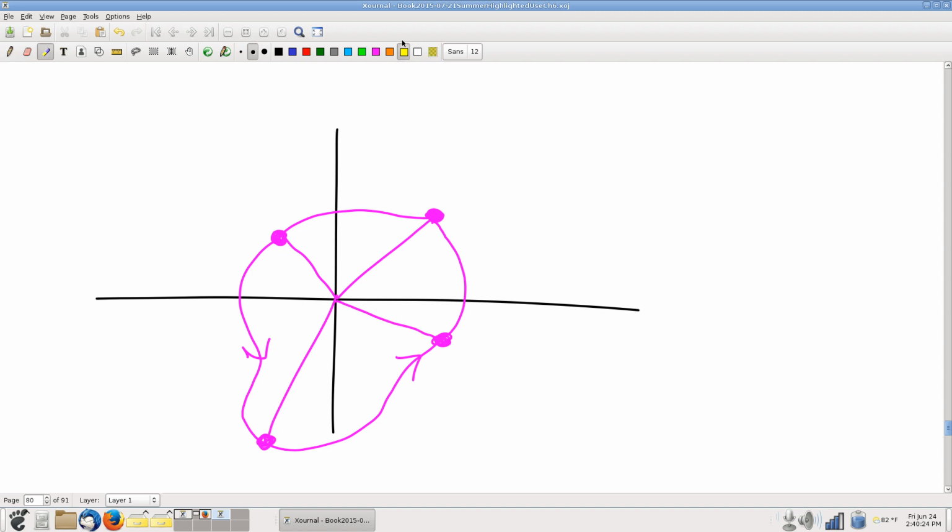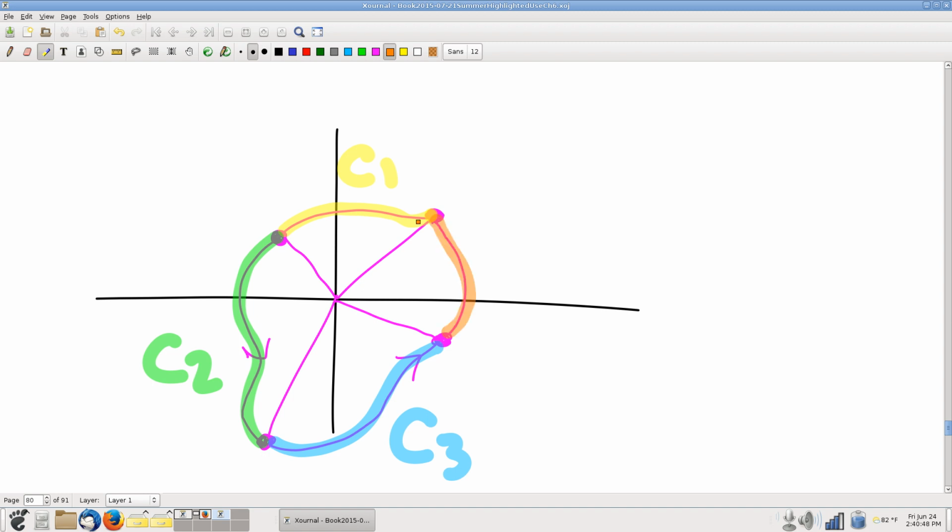And let's call this C1, and then we'll refer to that as C2, and then we'll refer to that as C3, and that's C4. So here's the thing.